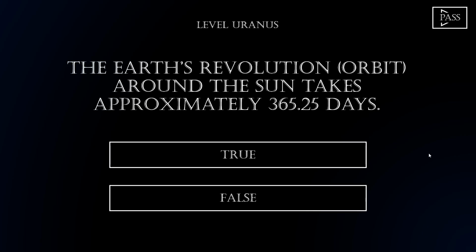So there's approximately 6 questions per level. Each level has a different kind of formatting. The past one was a basic, simple, multiple choice. This is more true and false. So let's answer this question. The Earth's revolution around the Sun takes approximately 365.25 days. Let's say true, I get it right.